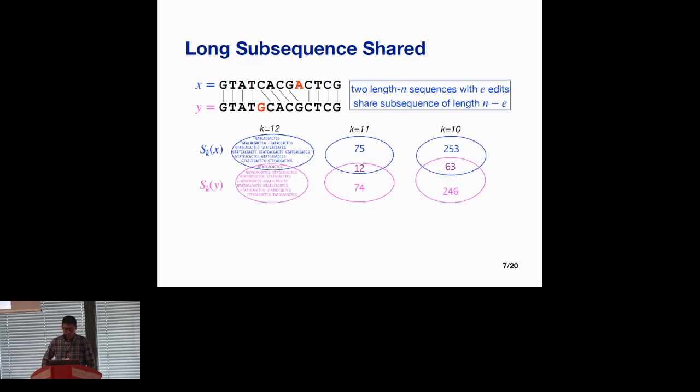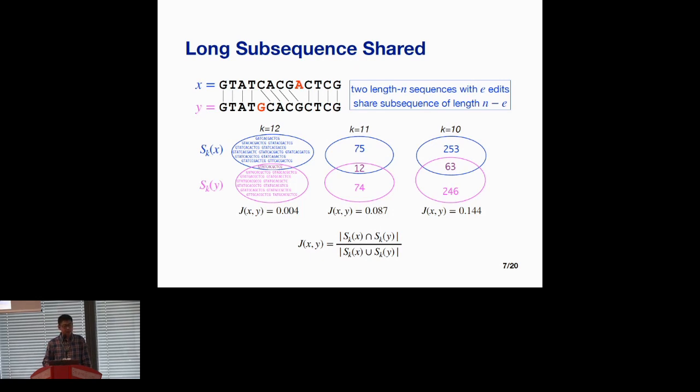We use S_k of X to indicate the set of subsequences of length k of X, and the same for Y. Then we can use the Jaccard index to measure the similarity of the 2 sets of subsequences. Here I give the Jaccard index for 3 k values to give you some idea. When k is 11, X and Y share 12 length-11 subsequences, and the Jaccard index between the 2 sets is 0.087. So it's quite a small number.